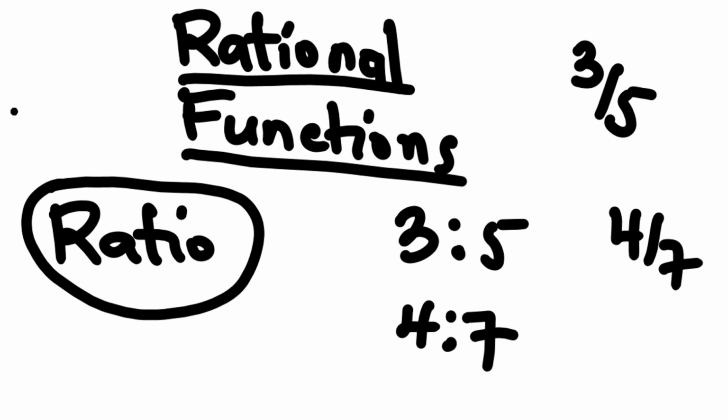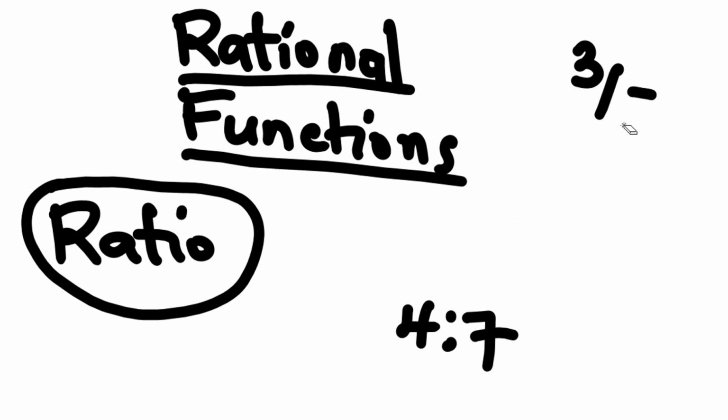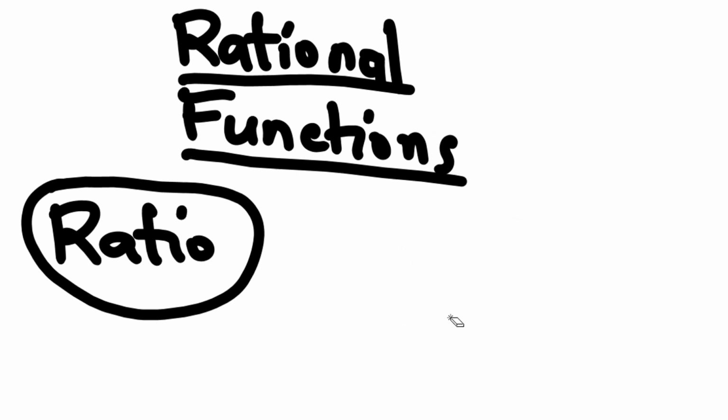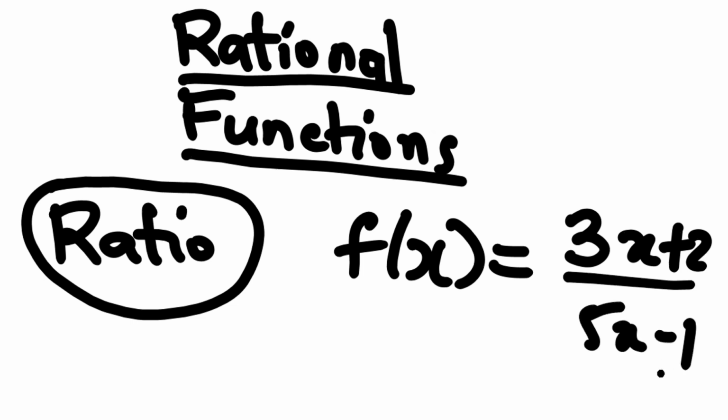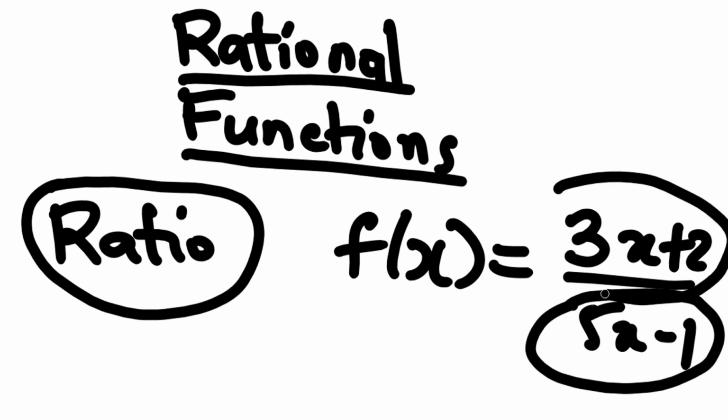They appear in fractions, such functions, where there is something at the numerator and something at the denominator always, right? But this time we are talking about functions, not just numbers. So rational functions are functions that come as a fraction. For example, f of x is equal to 3x plus 2 all over 5x minus 1. This is a rational function because we have a denominator and a numerator that are part of a function.